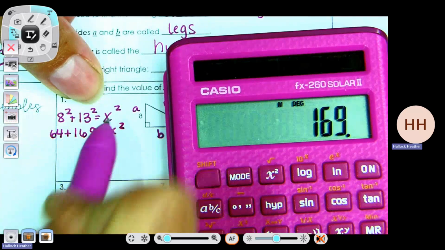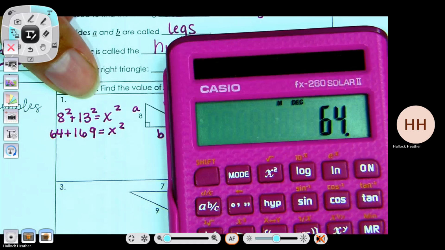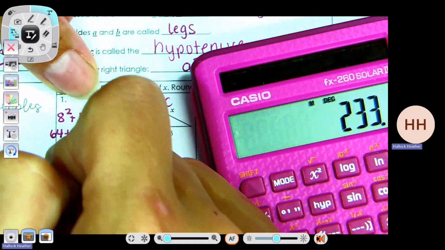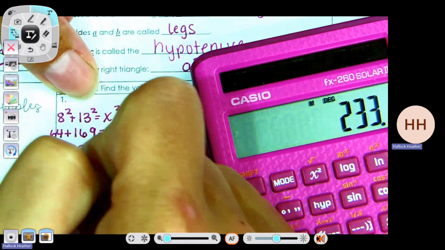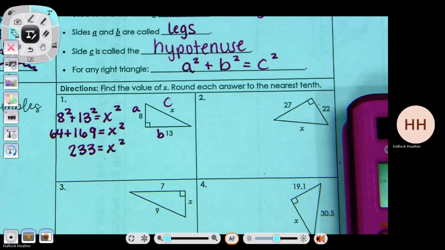What should I do now? Good. 233 equals X squared. And now how do we get rid of the square? Everybody's been saying that all day. You square root it. So squaring makes it bigger, like 8 squared is 64. If I square root 64, it goes back to 8. So it's literally the opposite of squaring. Squaring, square rooting, it goes back and forth. So we're going to square root.